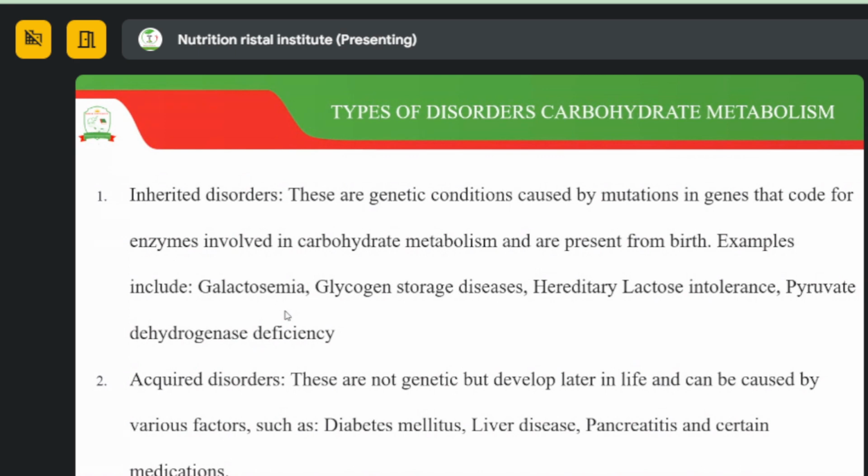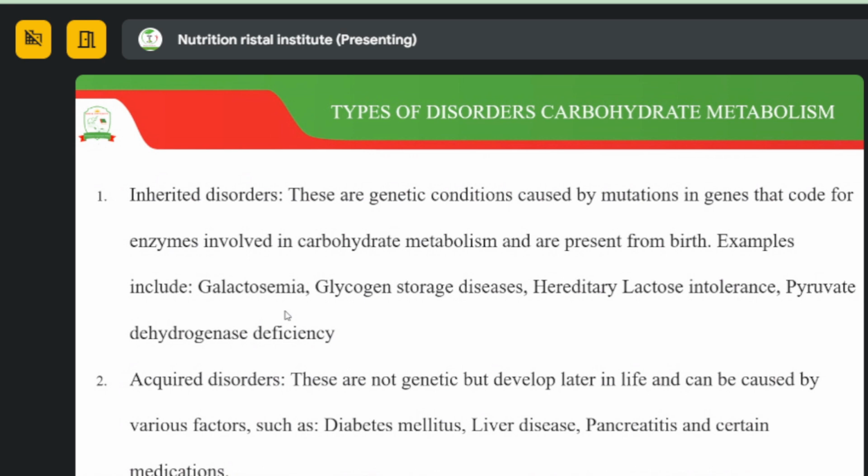Examples of the inherited disorders include galactosemia. We are going to look into each one of them. Glycogen storage diseases, which we already looked at in one of our lectures about glycogenesis. And then hereditary lactose intolerance, and pyruvate dehydrogenase deficiency. This is a deficiency of one of the enzymes involved in converting pyruvate. So those are some of these deficiencies, and they also pose a challenge to the metabolism of carbohydrates.